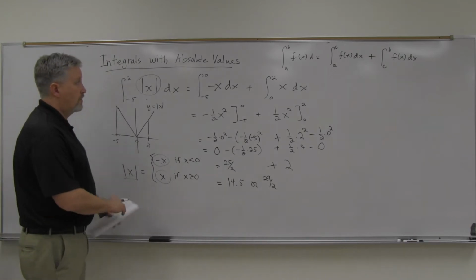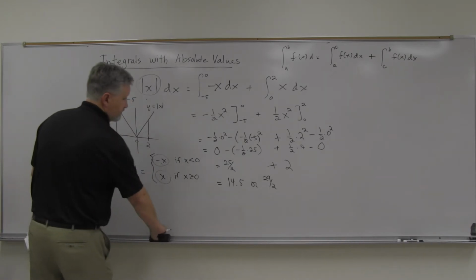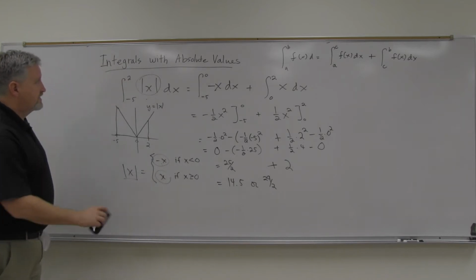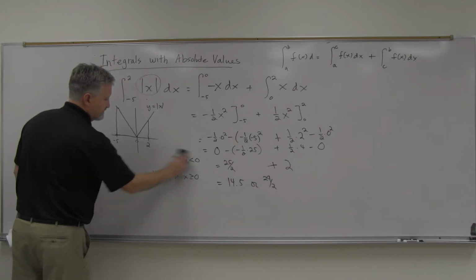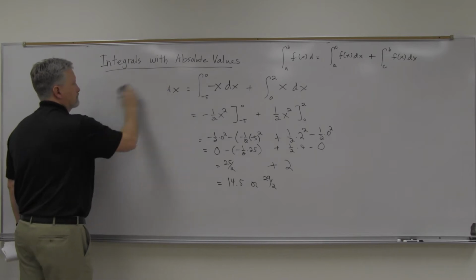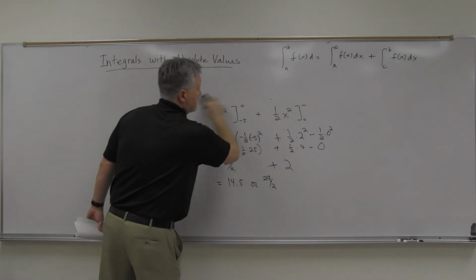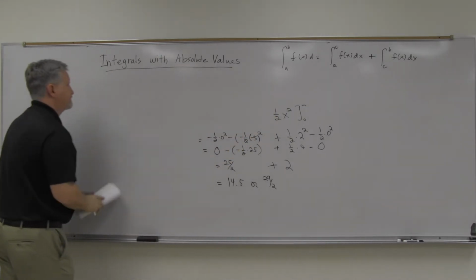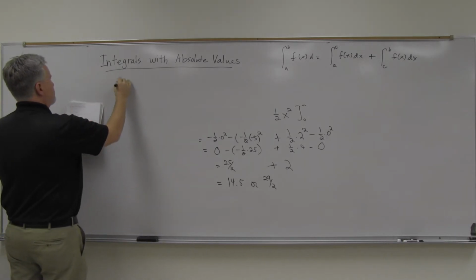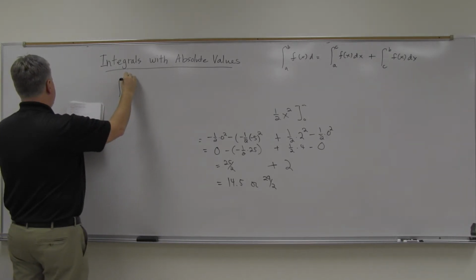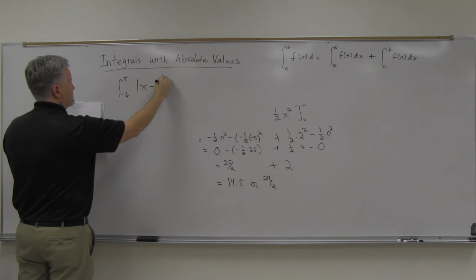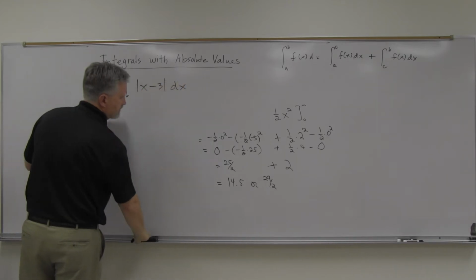All right, now, of course, let's do a couple more of these because there are a couple more little complications. If I do -6 to 5, absolute value of x minus 3 dx.